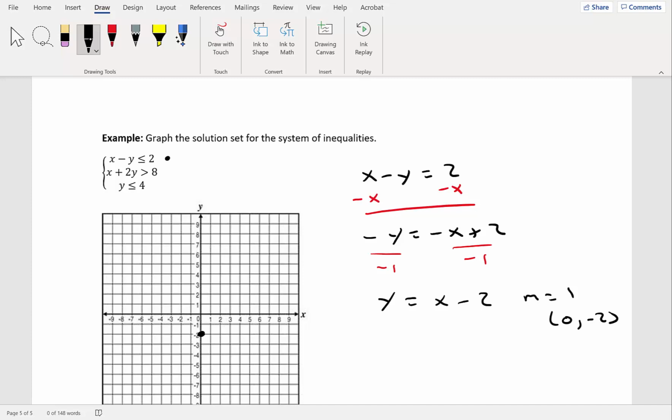So let's start with our y-intercept, and then use the slope to find one more point. So we're going to go up 1 to the right 1. We get this point. Now since it's less than or equal to, this is going to be a solid line.